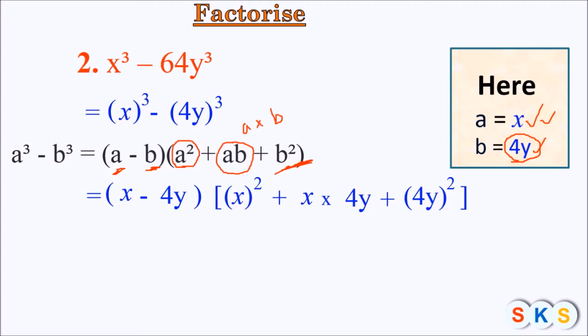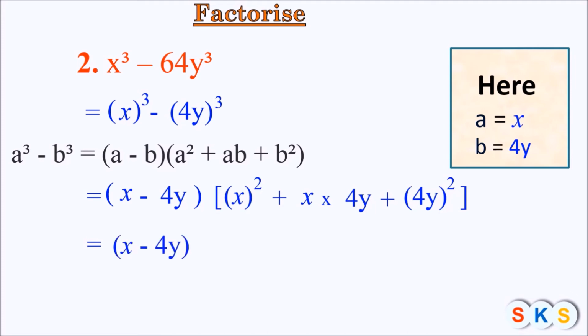After substituting the value of a and b in this formula, we will go for further simplification. Equals to, the first bracket has two terms, that is x and 4y. X minus 4y cannot be simplified further, so we will copy as it is. Now look at the second bracket. Second bracket has first term as x square. And what do you mean by x square? X into x, right? X square means x into x. And what do you get when you multiply x with x?